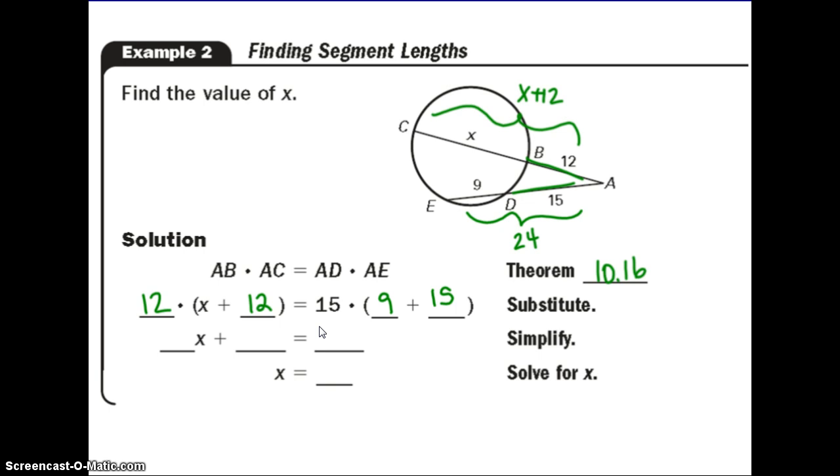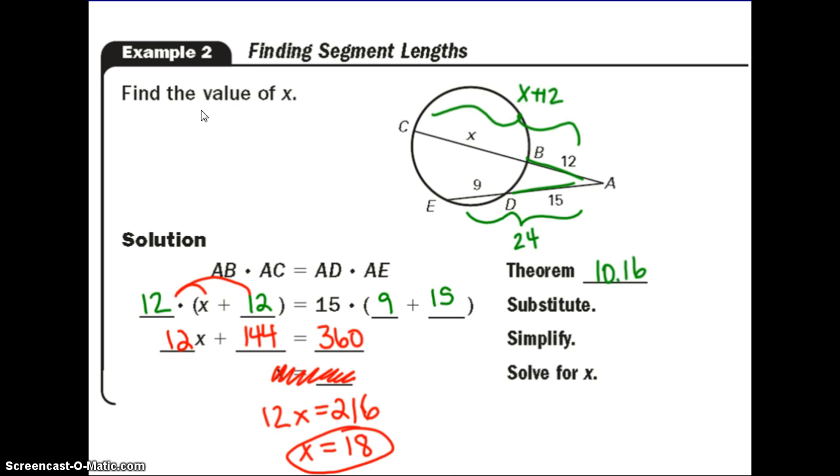Let's use a different color. Now, to multiply this, you have to make sure you distribute to both terms. So 12 times x is 12x. 12 times 12 is 144. So by subtracting 144 from both sides, I'm going to cross this out because I would like another step. I get 12x equals 216. And what I did was I just subtracted 144 from both sides. So when I divide by 12, I get x equals 18. So it simply says find the value of x, so I don't need to plug it back in because I have found the value of x as 18.